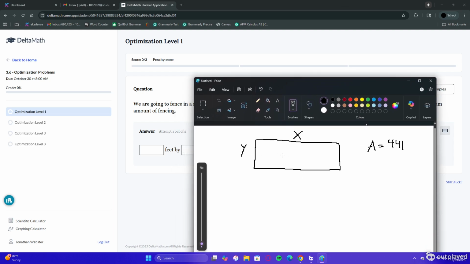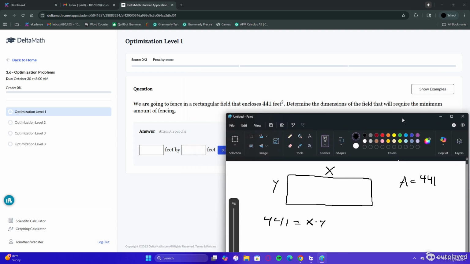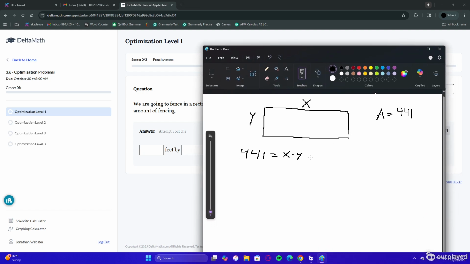And remember that because the area of a rectangle is just length times width, the area of this is just x times y, and our area here is 441. So 441 equals x times y. And because we're doing an optimization problem, we need to solve for one variable. So just getting y alone, for example, we would just divide by x. So y equals 441 over x, and this is our constraint for the area, right?